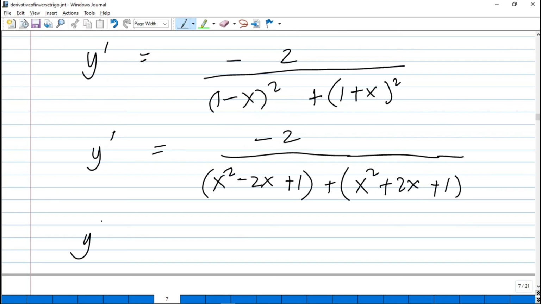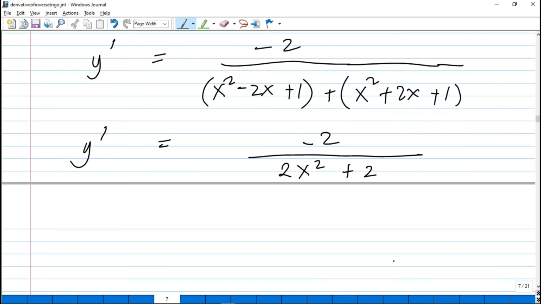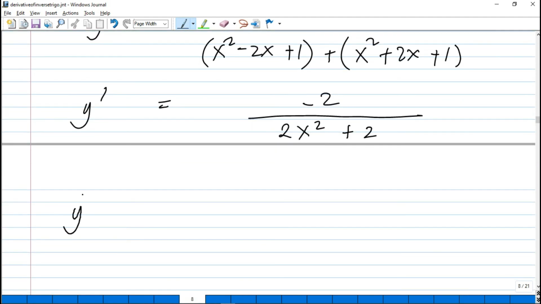So y prime equals, so negative 2 all over. So x squared plus x squared, that is 2x squared. Then this negative 2x plus 2x will cancel out. Then 1 plus 1 here, that is 2, positive. Then further simplifying, this becomes y prime equals, so negative 2 all over 2 times the quantity x squared plus 1.